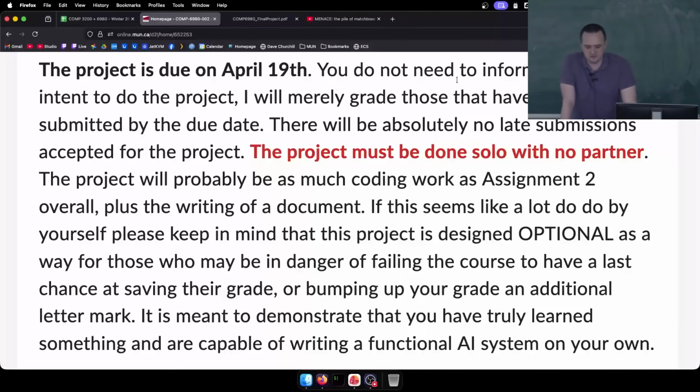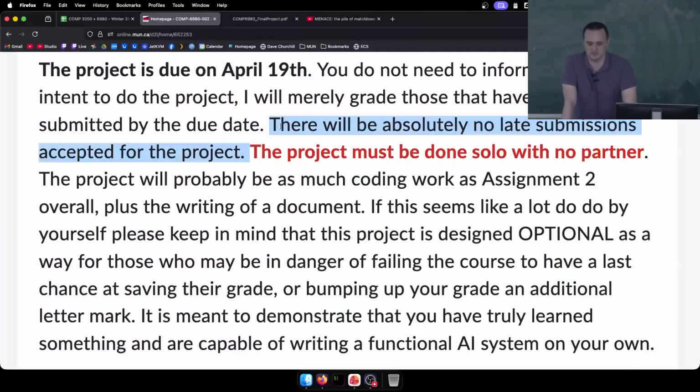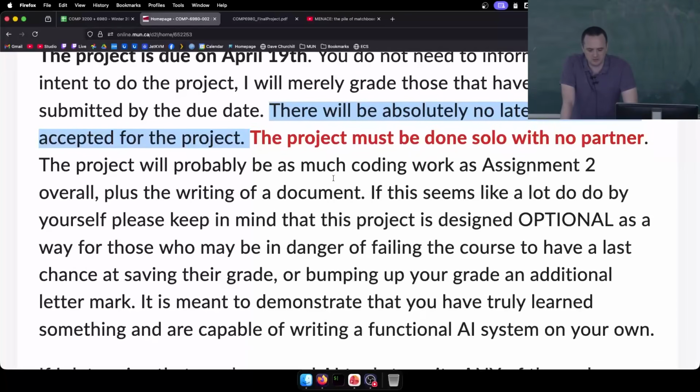You do not need to inform me of your intent to do the project. On April 19th, at the due date, I'm going to check the folder, and whatever is there, I'm going to mark. If you're 1 minute late, I'm not going to mark it. You've got a month. I don't have time for excuses. These are optional projects. It's either there or it isn't at 11:59. There will be absolutely no late submissions.